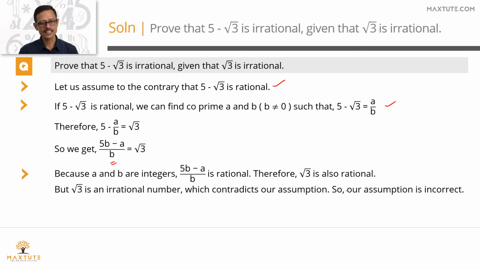Whatever I spoke there, I've written it here. But we know that root 3 is irrational, which is contradicting what we have got here. And that's because of our incorrect assumption that 5 minus root 3 is rational. If our assumption that 5 minus root 3 is rational is incorrect, then what is the correct one? The correct one is that 5 minus root 3 is irrational. Write these steps, you'll end up getting 3 marks.